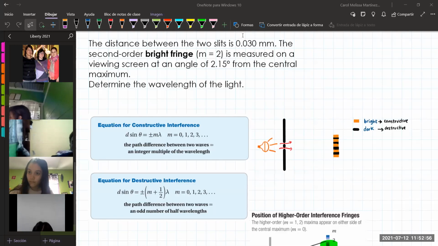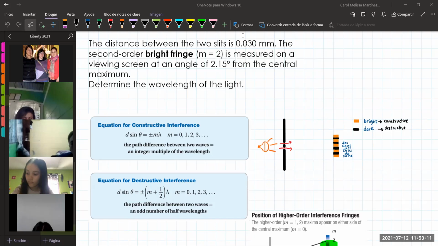But just remember this. The dark zones represent destructive and the bright zones represent constructive. Okay? Just remember that.